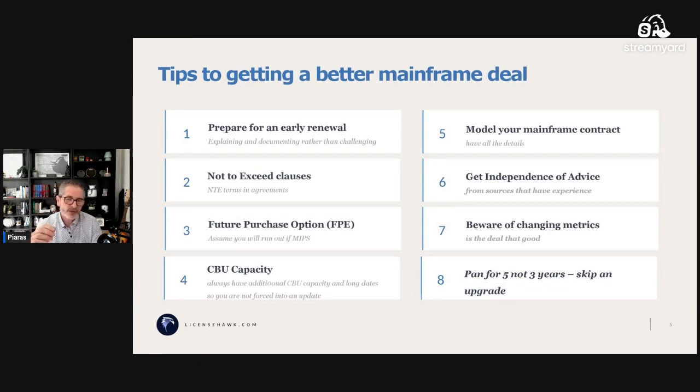So future purchase options: having those clauses in, negotiating hard and modeling out what those look like, and saying to yourself, what would it look like if we go over? Maybe have a look at the PATs or look at your history over the last 3 or 6 years and see, are you exceeding or are you unsure? Critically important. Next up, we look at CPU capacity.